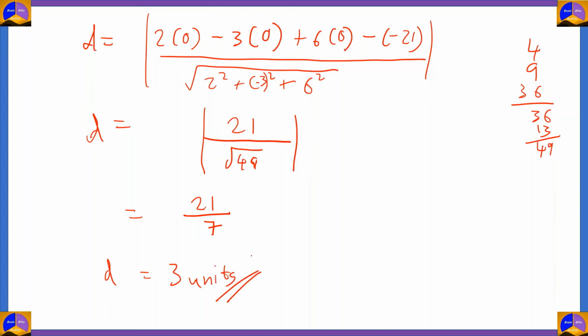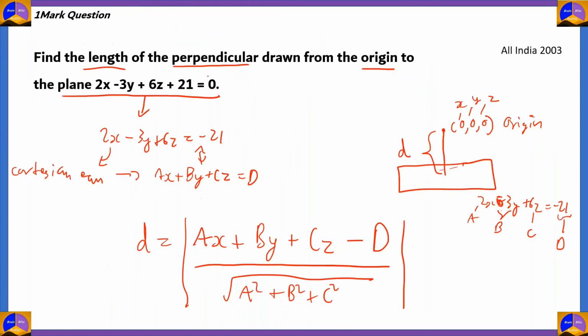These can be centimeters, meters, anything. However, we write 3 units. So the distance between the origin and the plane 2x minus 3y plus 6z plus 21 equals 0 is 3 units.